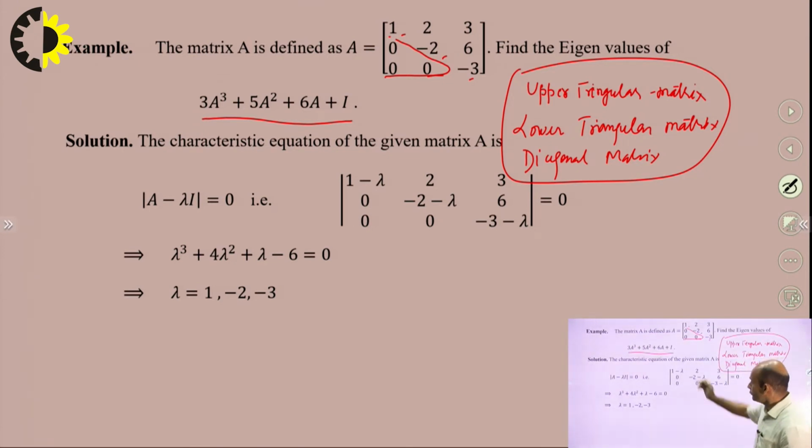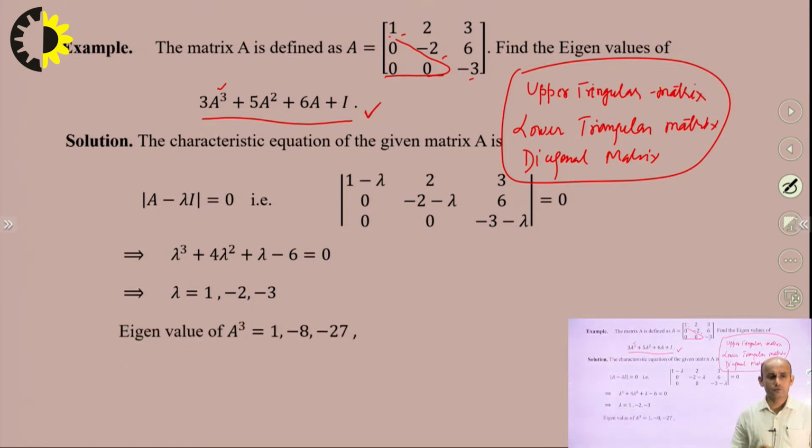Now, we have to find eigenvalues of this expression which is given in terms of matrix A. First we have to find eigenvalues of the first term, and for that, first we have to find the eigenvalues of A cube, according to the property I have discussed. If the eigenvalue of matrix A is lambda, then the eigenvalue of A square will be lambda square, and the eigenvalue of A cube will be lambda cube. So, here the eigenvalues of A cube will be 1 cube, minus 2 cube and minus 3 cube. So, eigenvalues of A cube will be 1, minus 8 and minus 27 here.